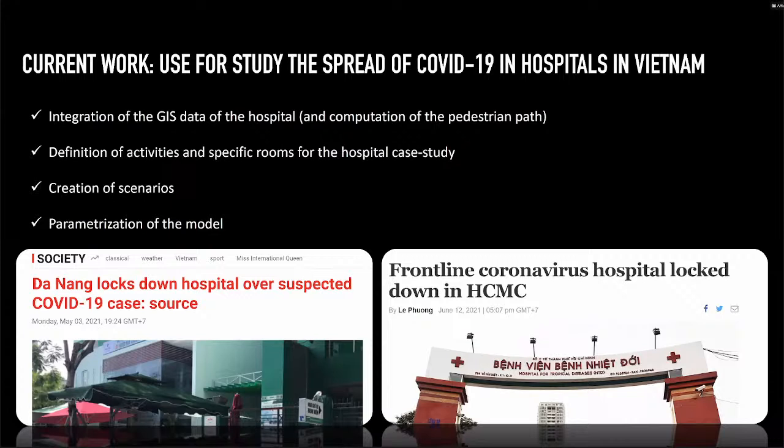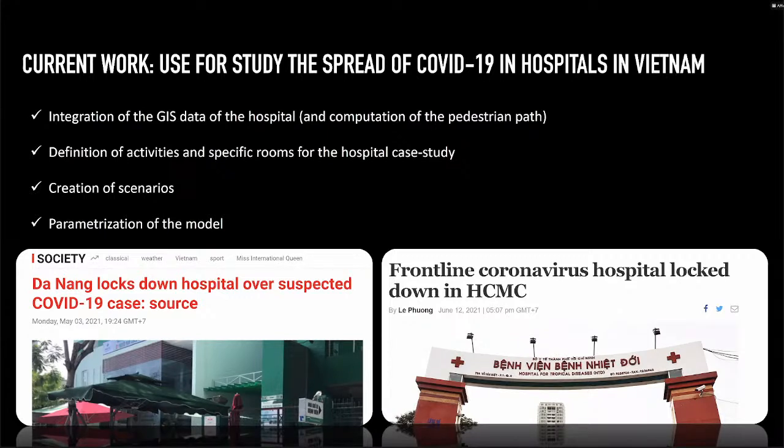But what we wanted to do is to apply this model to the spread of COVID-19 in hospitals in Vietnam, because at this moment it is a big issue in Vietnam, as a mini cluster was discovered in a hospital. You have two articles here: the Danang Hospital that was locked down after a suspected case of COVID-19, and here is one hospital in Ho Chi Minh City. So there's a need to do some simulation for hospitals to better understand the transmission of the disease and the type of policy that can be applied to avoid this type of transmission.